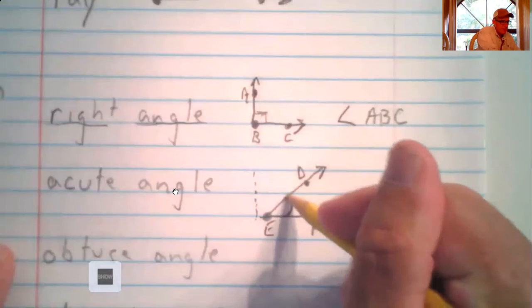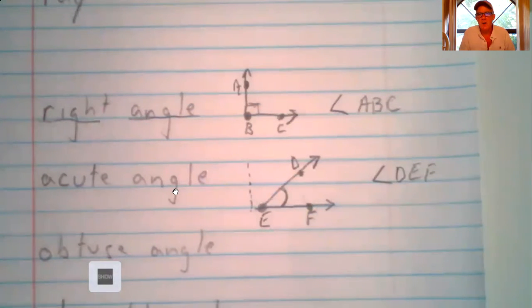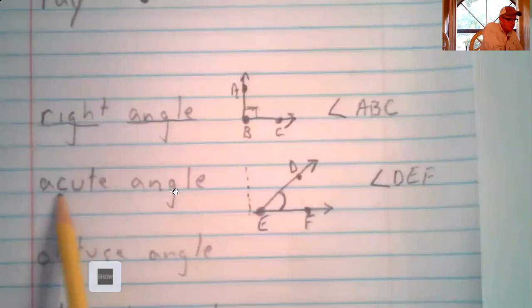smaller than a right angle. It's smaller, like a little puppy dog, like a little kitten, like a little bearded dragon. It is small. That's called an acute angle. Oh, cute. Get it? Okay, so acute angle.